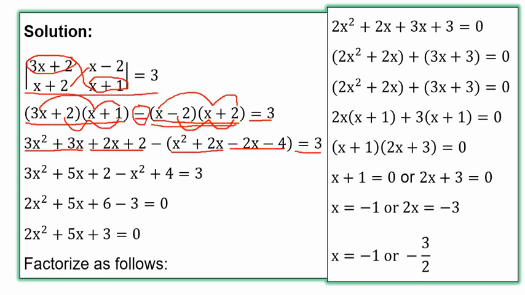Okay, so we open the other side, then we add like terms as well. So we have 3s squared. If you add 3s plus 2s, you have 5s, then plus 2. From the second side, plus 2s minus 2s is 0. If you open the bracket with the minus sign now, you have minus s squared. This minus times minus 4 is plus 4, equal to 3.